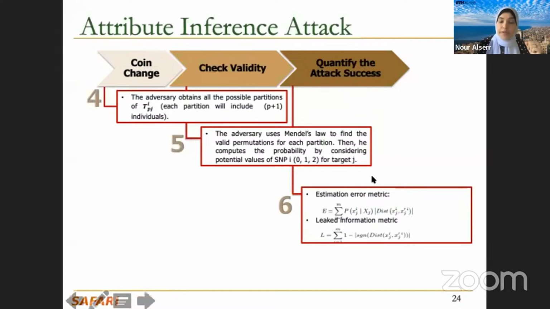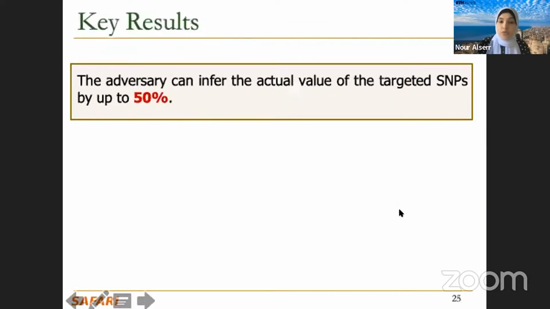So these are the attacks and the metrics we use. The key result we have is that the adversary could infer the actual, correct value of the targeted SNPs by up to 50%.